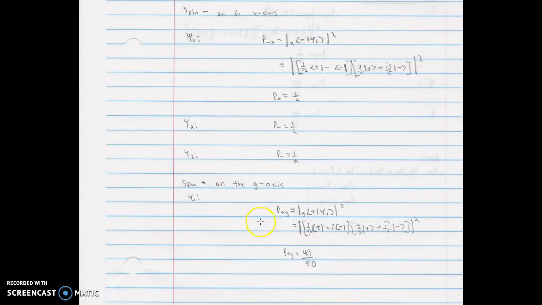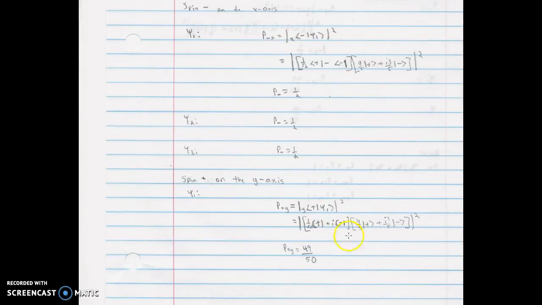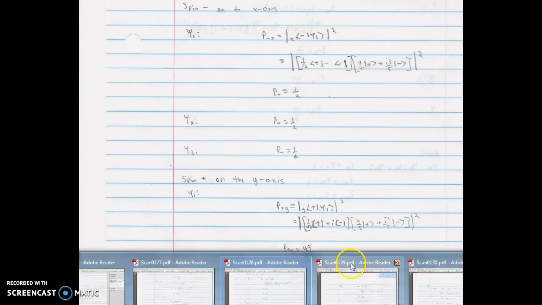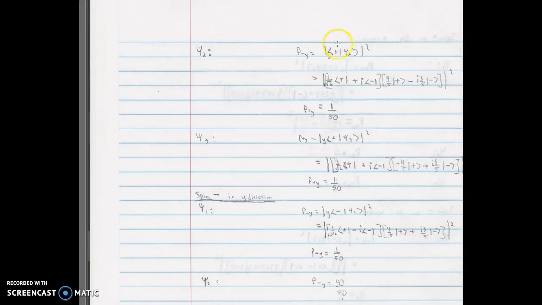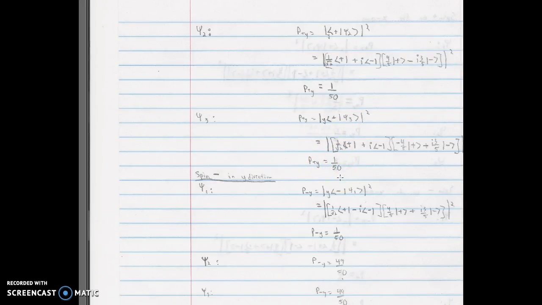On the positive y-axis, again, we do the same steps, except here we're plugging in the positive vector in the y direction, which is a little different because it has this i factor out front. And when we calculate the probability for phi 1, we get 49 over 50. Moving on, for phi 2, we go through the same steps, probability of 1 over 50. And for phi 3, same steps, we get a probability of 1 over 50.